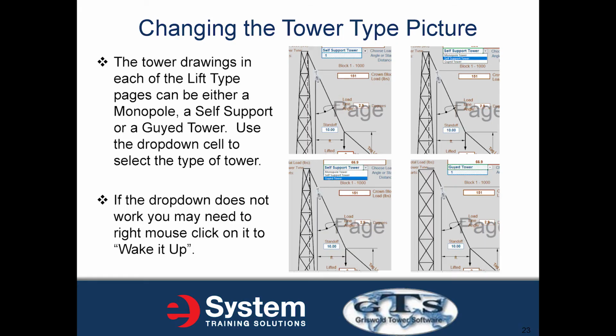Changing the tower type picture. The tower drawings in each of the lift type pages can be either a monopole, a self-support, or a guyed tower. You use the drop-down cell to select the type of tower. If the drop-down does not work, you may need to right mouse click on it to wake it up.